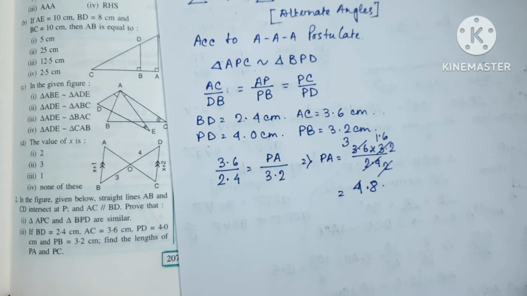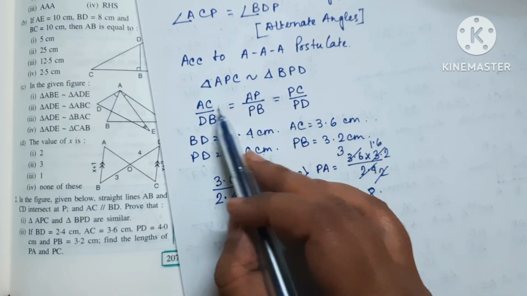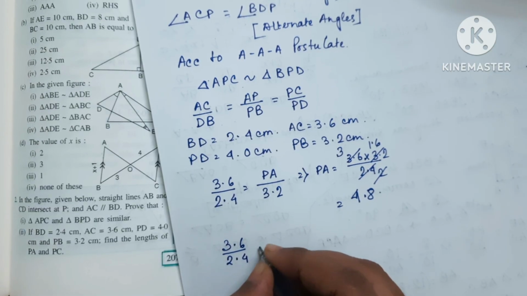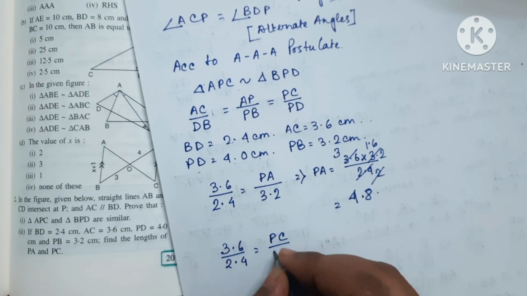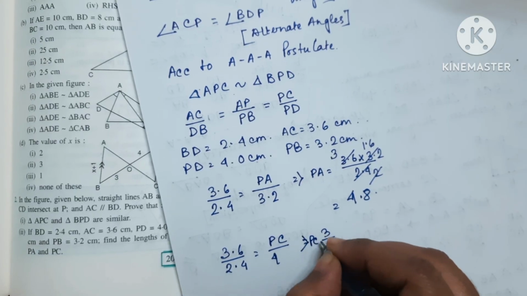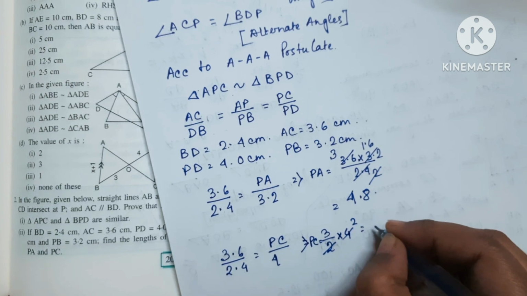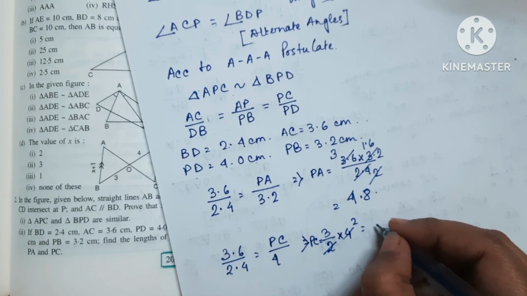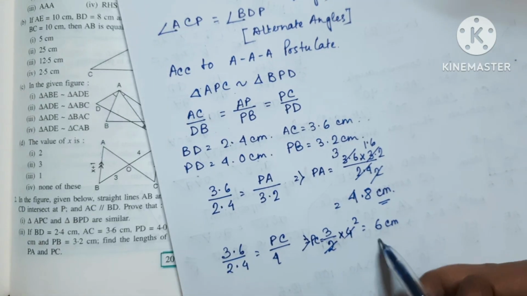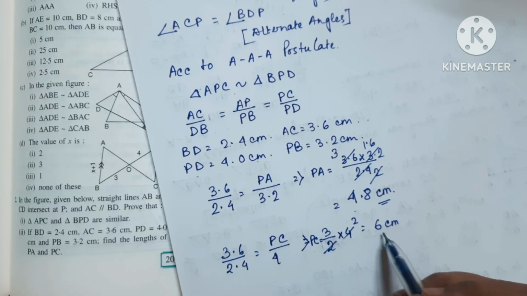Now from the first and third portion, 3.6 by 2.4 is equal to PC by PD. PD means 4. So 3 by 2 is equal to PC by 4, which means PC is equal to 3 by 2 into 4, that is 6 centimeter. So the length of PA is 4.8 centimeter and the length of PC is 6 centimeter.